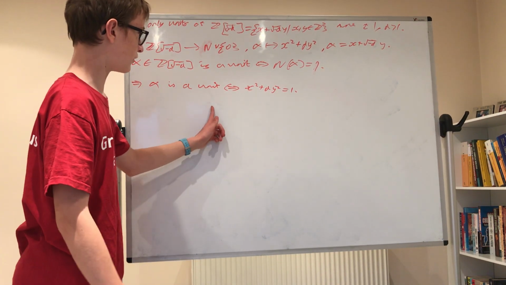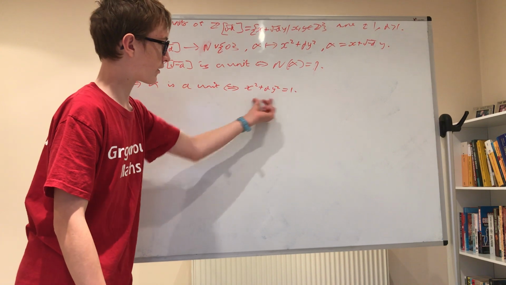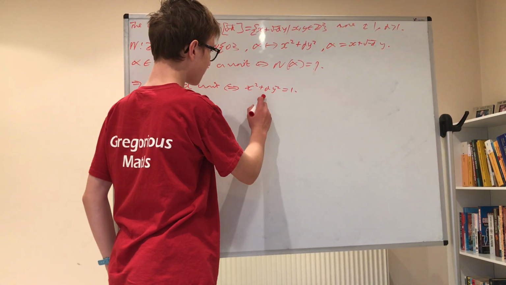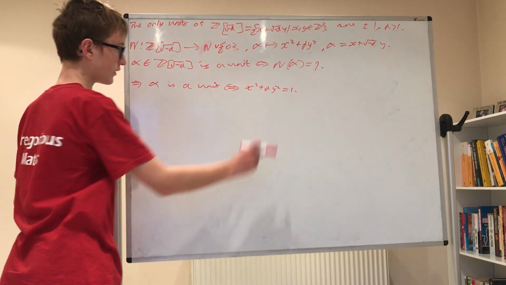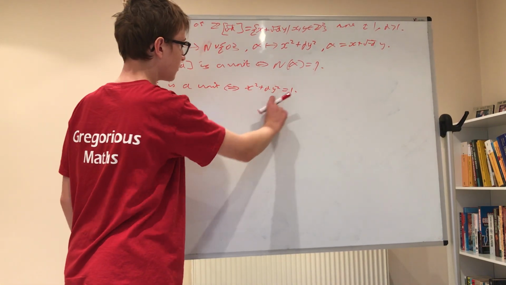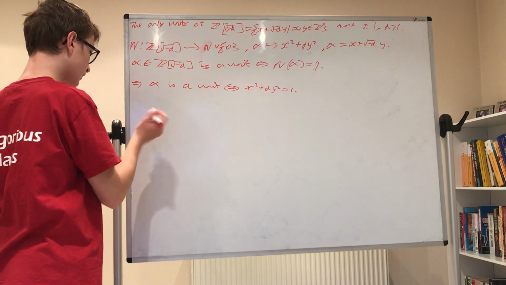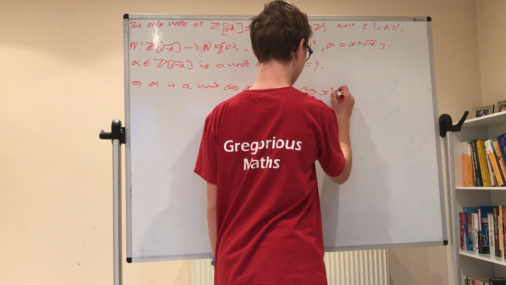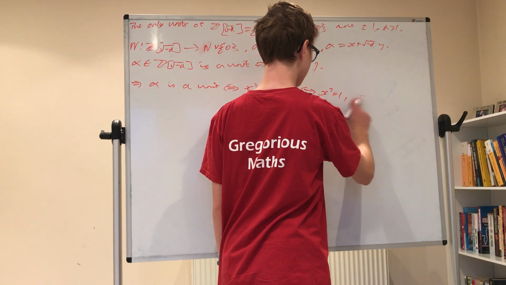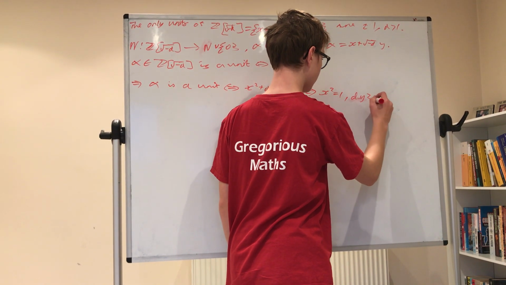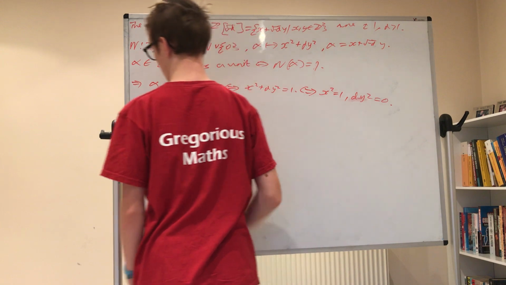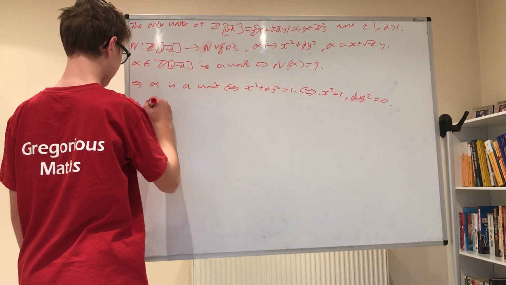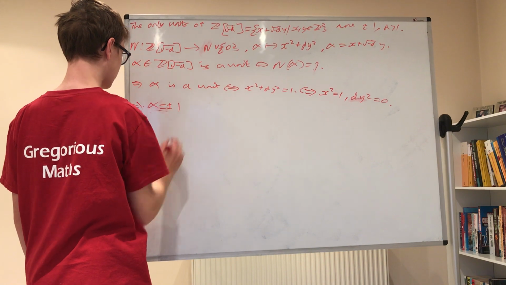So anyway, if alpha is a unit, then this right here must be 1. Now remember that d is positive, and so this can never be negative because x and y are integers. So this is only true whenever x squared equals 1 and d y squared equals 0. And this means that alpha equals plus or minus 1.